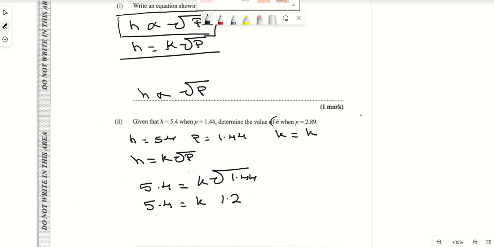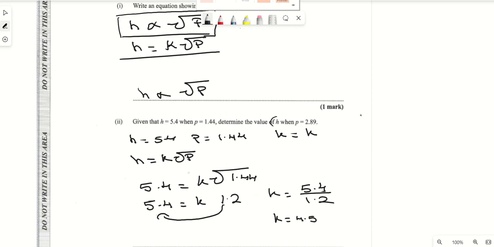Right, the relationship between k and 1.2 is multiplication. So if you want k by itself and you carry across, multiply by 1.2, it'll turn to divide by 1.2. So k is equal to 5.4 divided by 1.2. Use a calculator. 5.4 divided by 1.2 is equal to 4.5. So you know your constant is equal to 4.5.